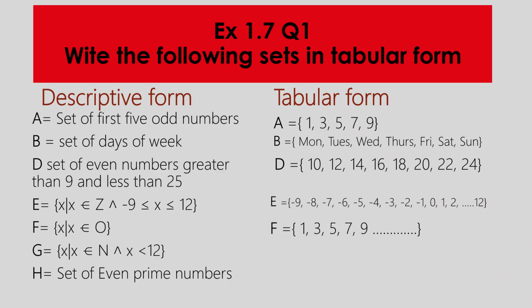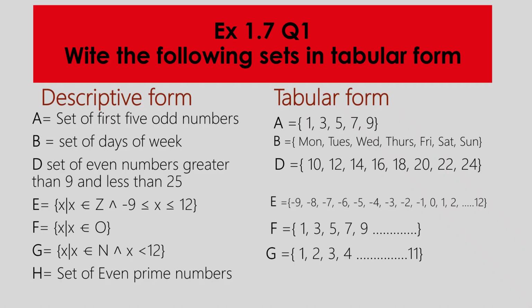Then we have the set G. x such that x belongs to natural numbers, and these natural numbers should be less than 12. So we can write it like this: we start the natural numbers and go up to 11, which means they are less than 12.